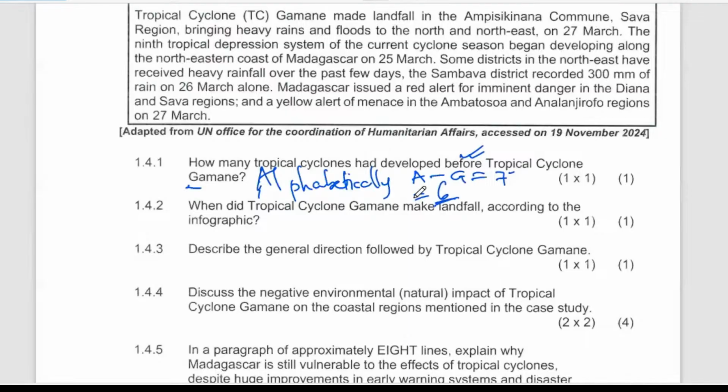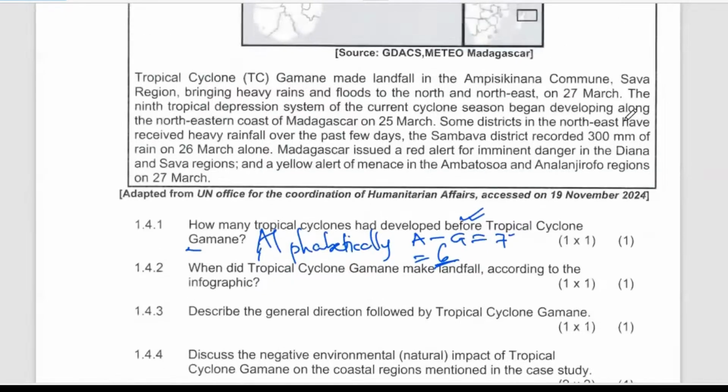Right. When did tropical cyclone Khamani make a landfall? According to the infographic, our information, we find it here. Tropical Khamani made a landfall in that area, bringing heavy rainfall and floods on 27 March. According to the infographic map information, it made a landfall on the 27th of March.